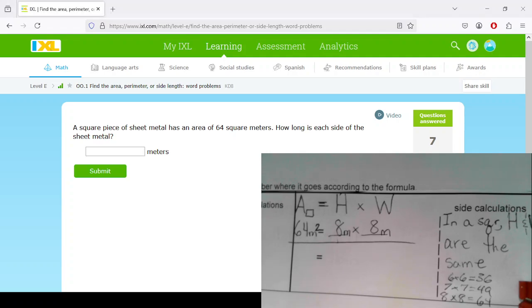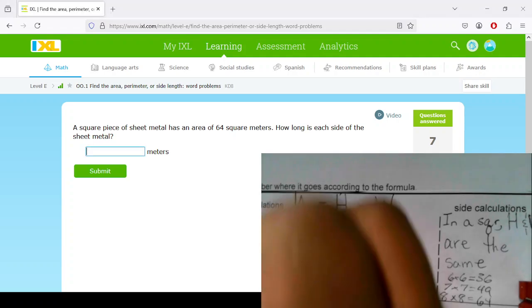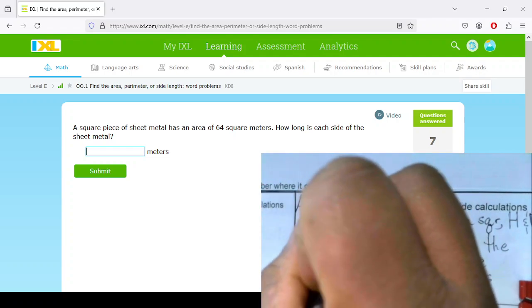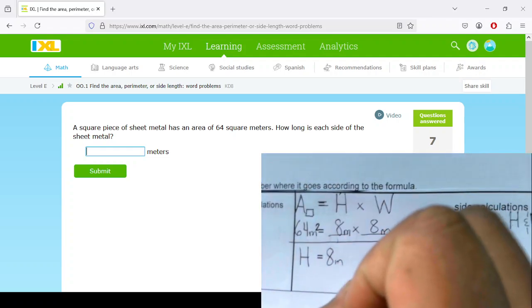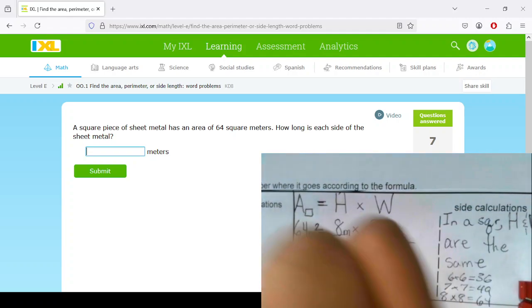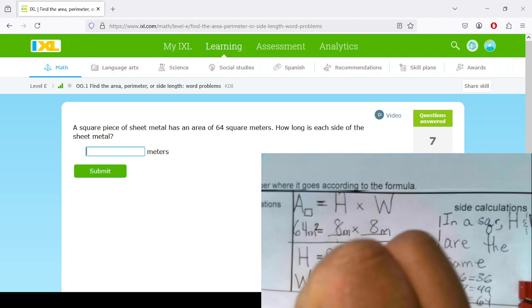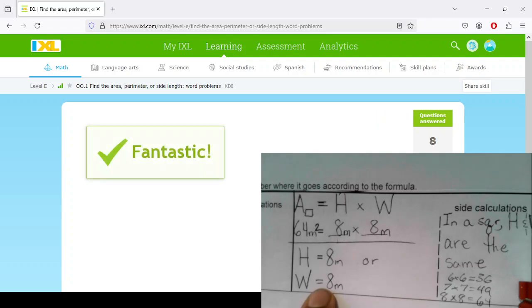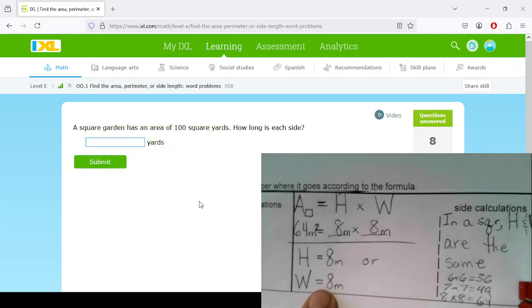And so I go to IXL and I just need to type in 8. H, the height dimension is 8 meters. Or you could have written W, the width dimension is 8 meters. Both of these are correct. I'm going to type in 8, make sure that I wrote 8, and hit enter. We'll do one more example with area, because you're not always going to have a square.